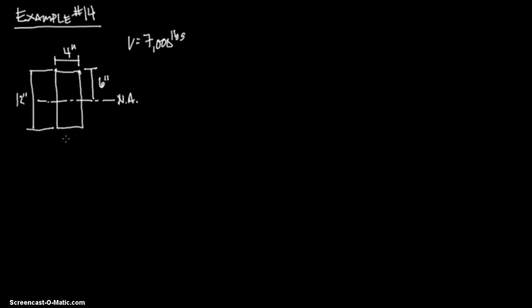Welcome to Lesson 2, Example 14, and it asks us to calculate the maximum horizontal shear stress in the beam of Example 13 using the simplified formula for rectangular cross sections. And this should take a couple seconds. It's not too difficult at all.